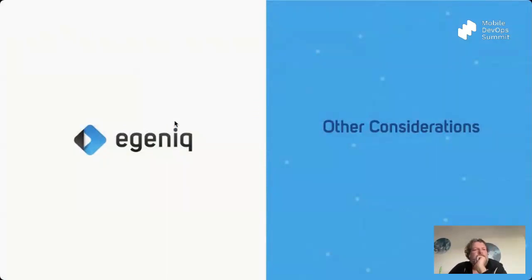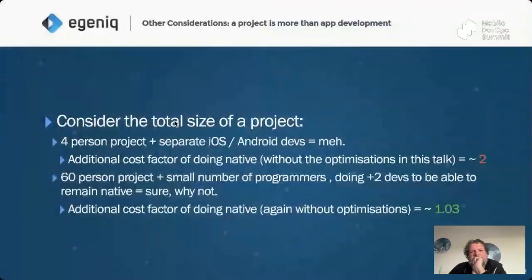Of course, there are some other considerations to take into account. You also have to consider, if you're doing a cost comparison, how much it costs to do native development. You need to consider the size of the project. If you have a 4-person project and you need separate iOS and Android developers in there, then there's a good use case for cross-platform technology, because even without all of the benefits I just mentioned, the additional cost of adding developers is already quite high. You're almost doubling the team just by adding the developers, regardless of how efficient they are.